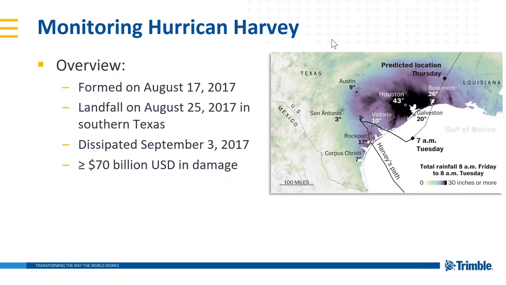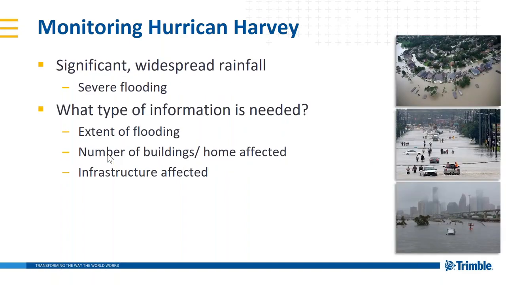Another interesting fact is that you can see in the map on the right-hand side the rainfall that came along with Harvey. The black color indicates more than 30 inches of rainfall during 5 days, between Friday and Tuesday. And you see for Houston, you actually have 43 inches of rainfall within 5 days. And this is almost the whole rainfall of a normal year for Houston. So what we see, we had significant and widespread rainfall, which led to severe flooding.